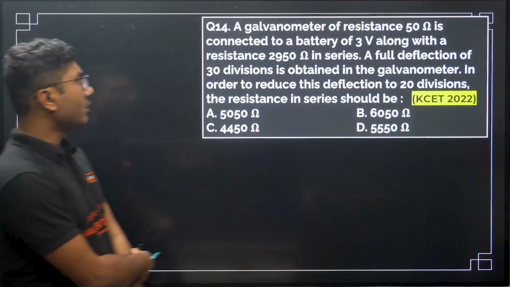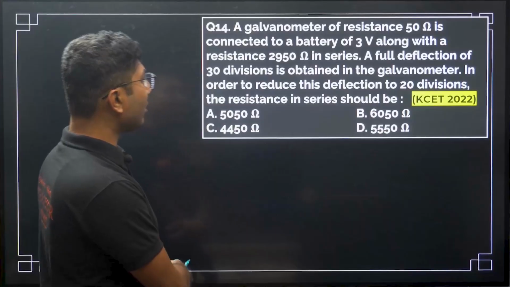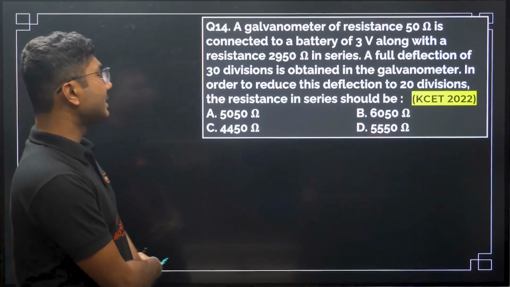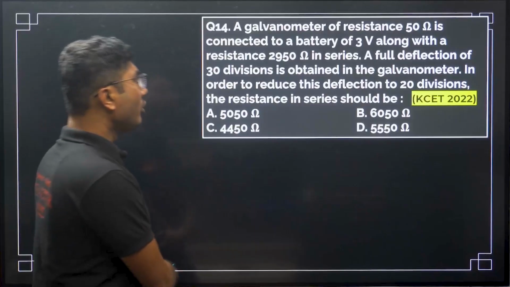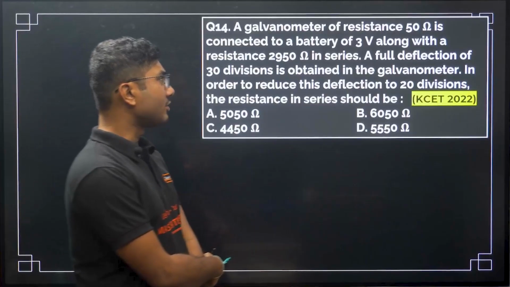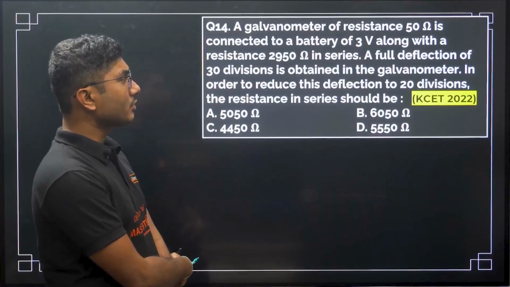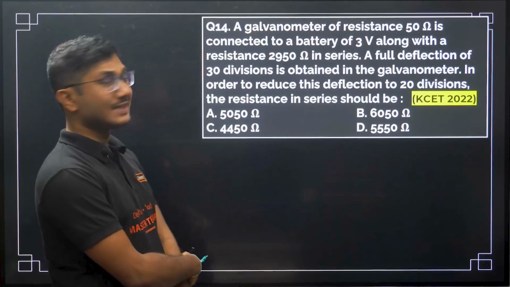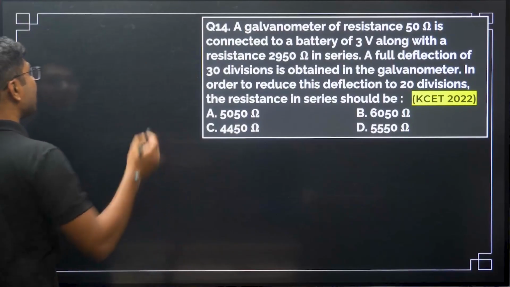A galvanometer of resistance 50 ohm is connected to a battery of 3 volt along with a resistance of 2950 ohm in series. A full deflection of 30 divisions is obtained in the galvanometer. In order to reduce the deflection to 20 divisions, the resistance in series will be. We have solved this question in my lecture. Now let us solve this once more.